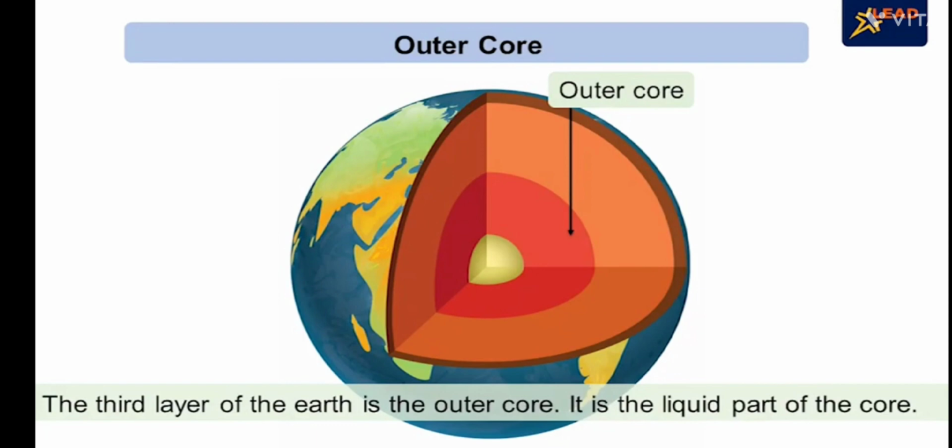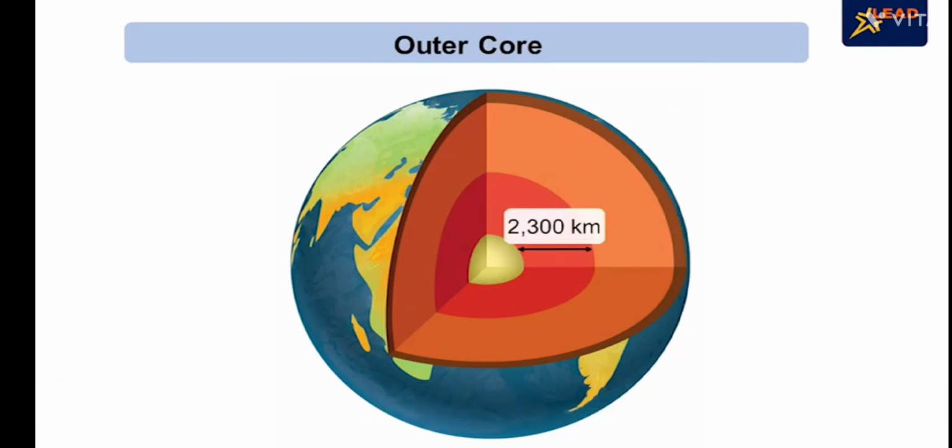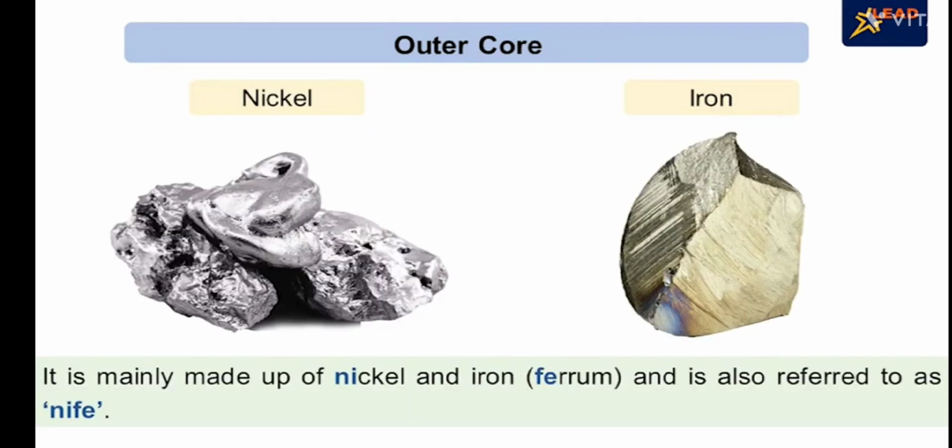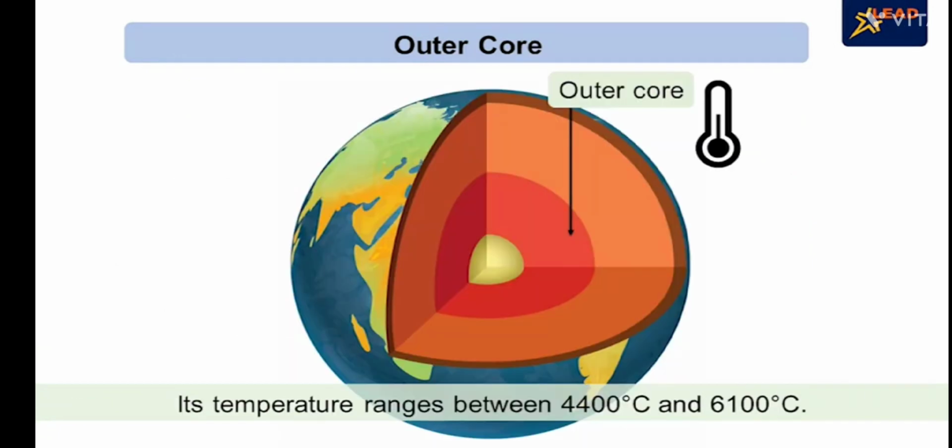The third layer of the earth is the outer core. It is the liquid part of the core. It is about 2,300 kilometers thick. It is mainly made up of nickel and iron and is also referred to as Nife. Its temperature ranges between 4,400 degrees Celsius and 6,100 degrees Celsius.